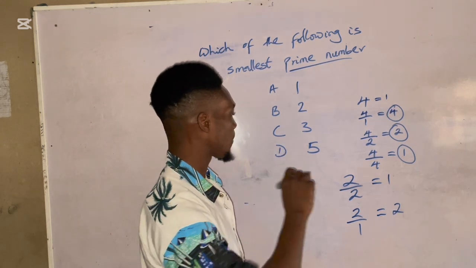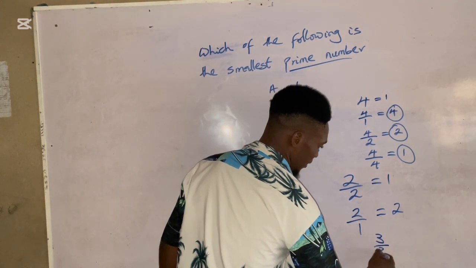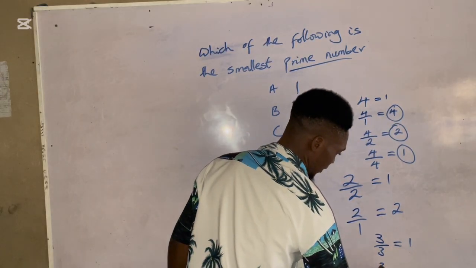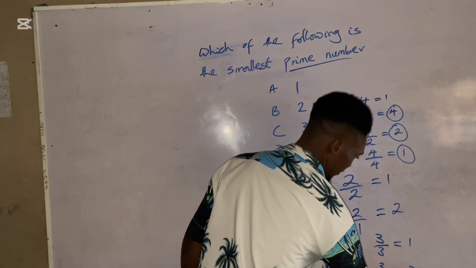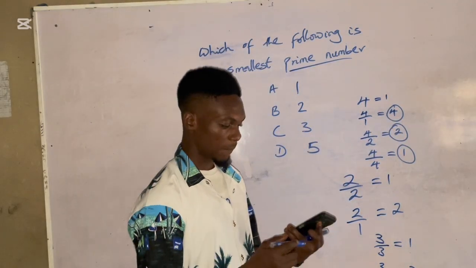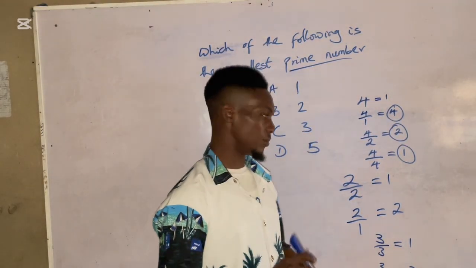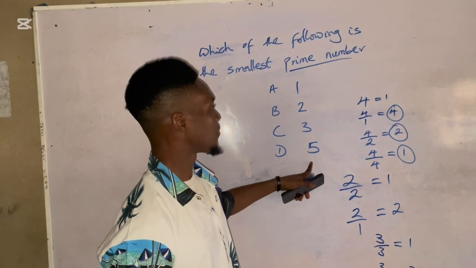If you pick 3, 3 divided by 3 is 1, and 3 divided by 1 is 3. Aside from 3 and 1, there is no other number that can divide 3 without a remainder. Likewise 5.